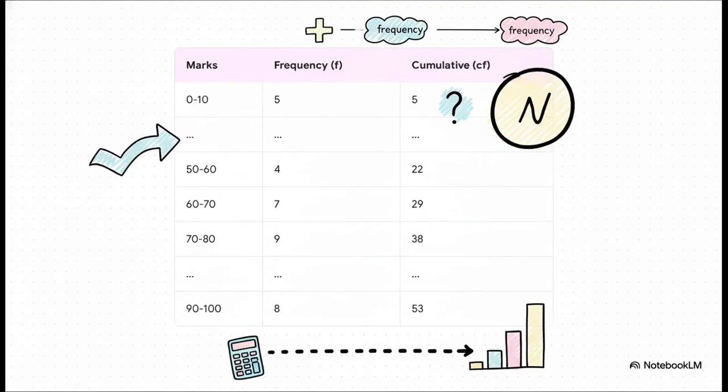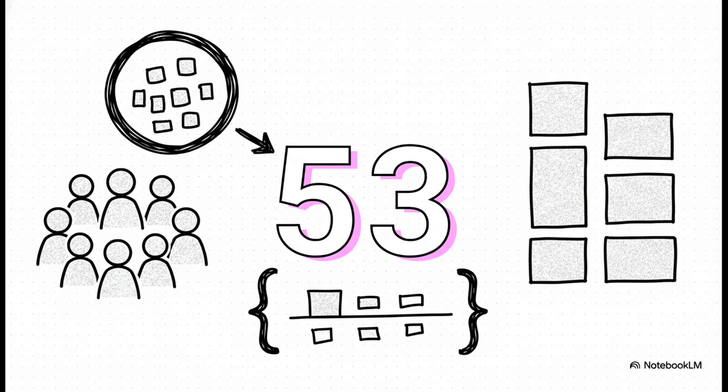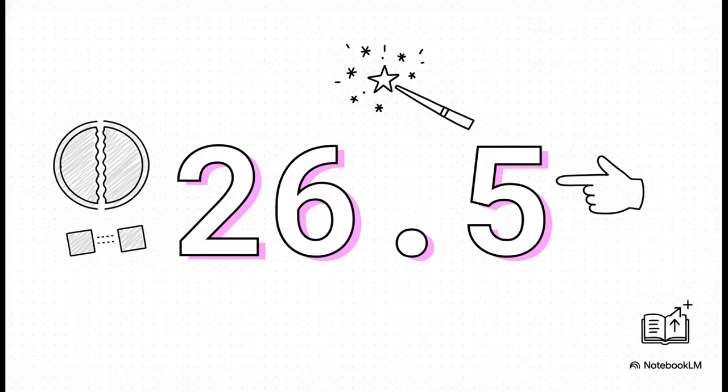Here's our main table with everything we need: the marks, the frequency f, and the cumulative frequency CF. So what's our first step again? Right, find n. And n is just the total number of students. And as you can see from the table, our total n is 53. Step 1, done. Easy. Moving on to step 2, divide n by 2. So 53 divided by 2 gives us 26.5. Now, this is our magic number. Keep 26.5 in your head.